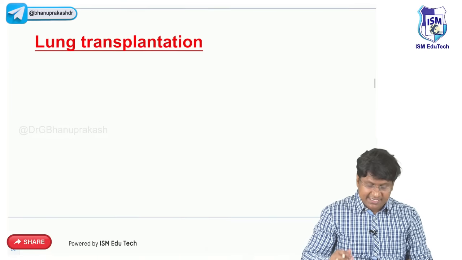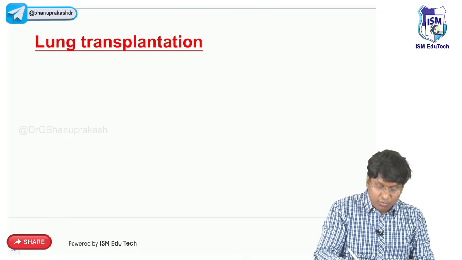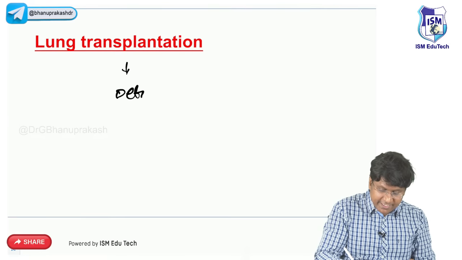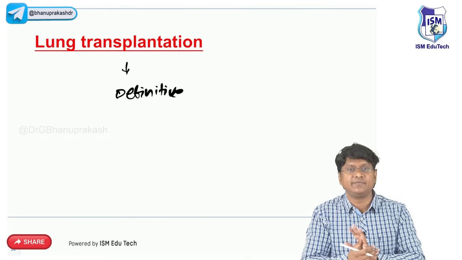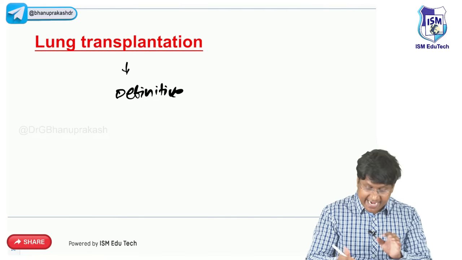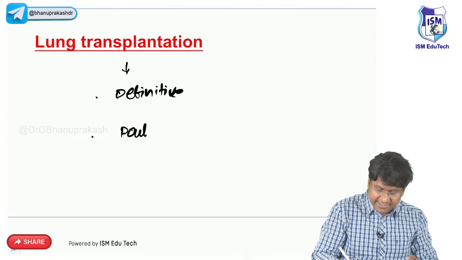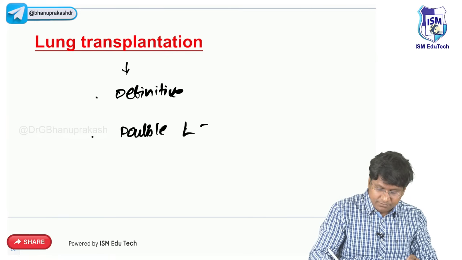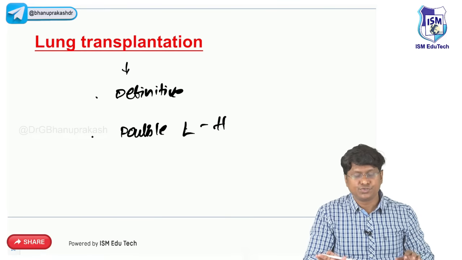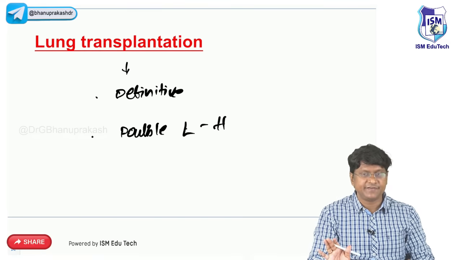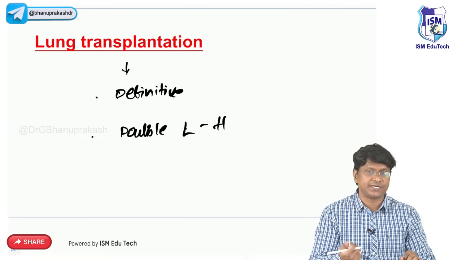And next, lastly, is lung transplantation. Lung transplantation is the only definitive treatment for advanced cystic fibrosis, right? And what do you need to do? Not only lung transplantation, it should be a double lung transplantation in case of cystic fibrosis. So this completes the discussion of cystic fibrosis, which is an obstructive lung disease.